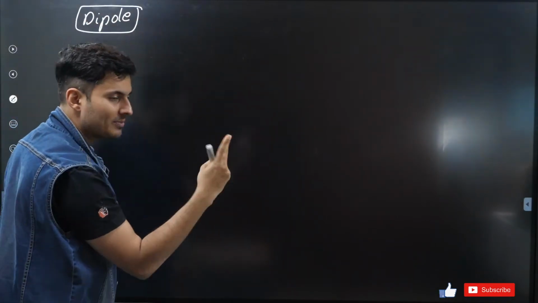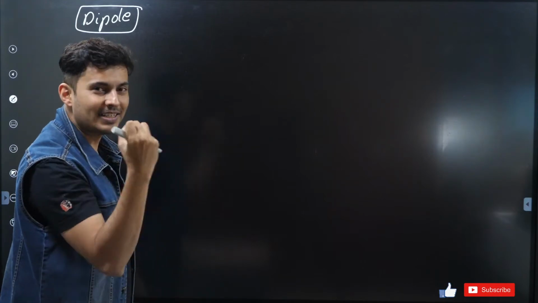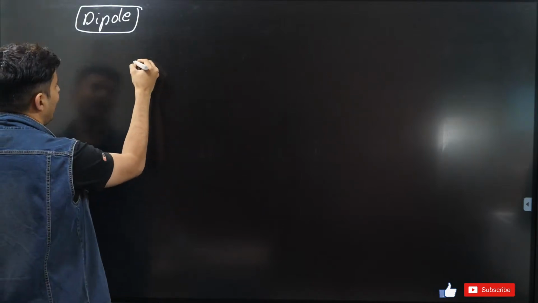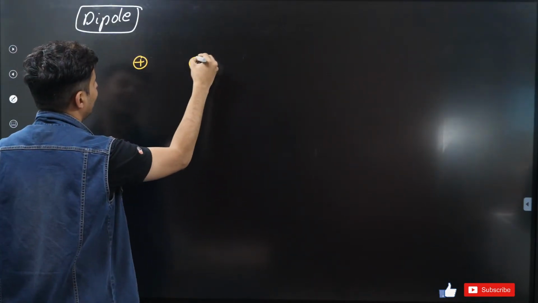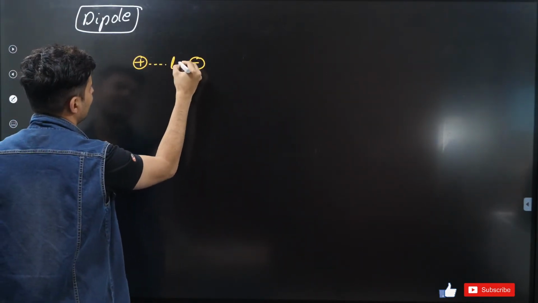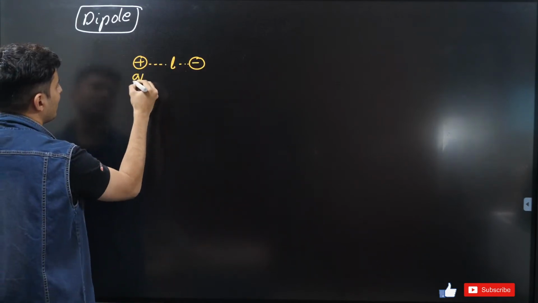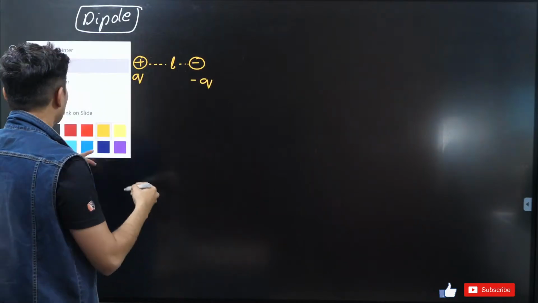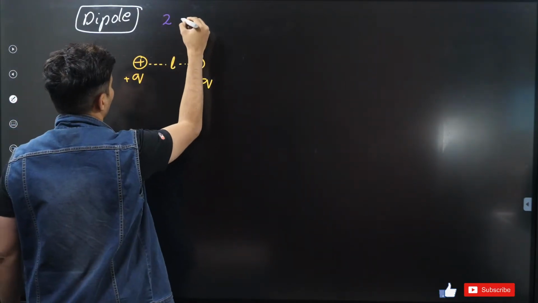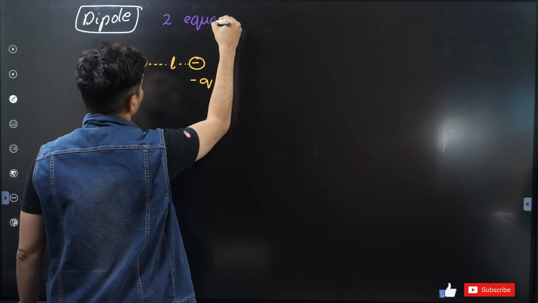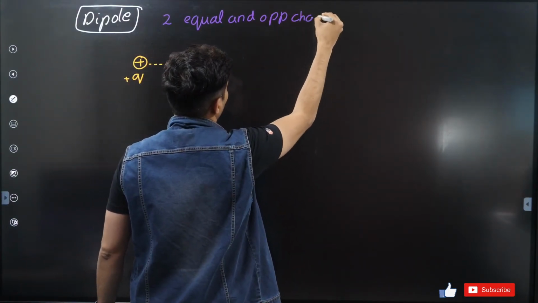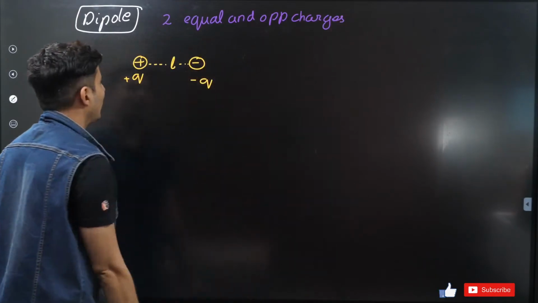Di means two, poles means polarities. So two polarities in equal amounts is called a dipole. Imagine this: if I have a positive charge and a negative charge separated by some distance L, if this is plus Q and this is minus Q, that is basically a dipole. So two equal and opposite charges separated by some distance is called a dipole.